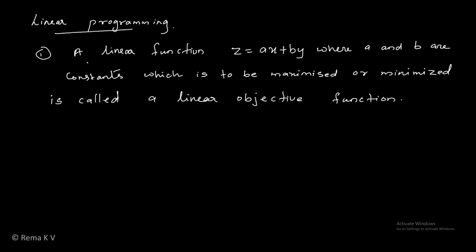Okay, now a linear function z is equal to ax plus by, where a and b are constants which is to be maximized or minimized is called a linear objective function. Now is it okay?